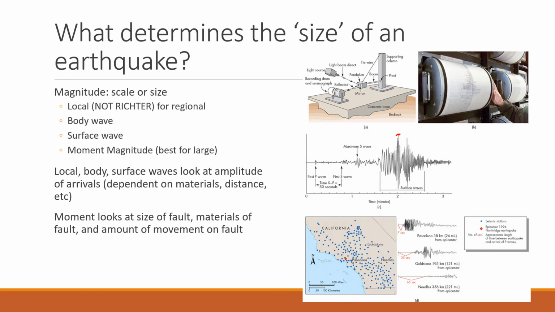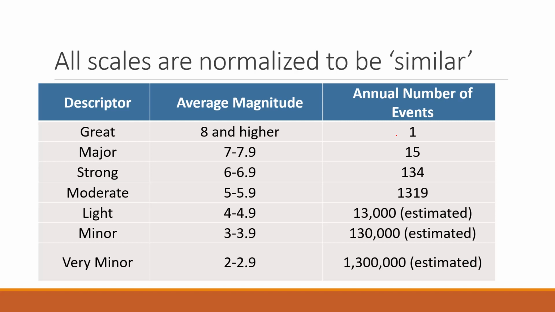They will depend on the materials that the energy is moving through, the distance of the earthquake, etc. Moment magnitude is looking at the size of the fault, the materials of the fault, and the amount of movement of the fault in order to calculate the energy released. So it's the only one that's accurate for these really big earthquakes. All the scales are normalized to be similar so that the numbers make sense, which is actually based off of Richter. But we don't use Richter anymore.